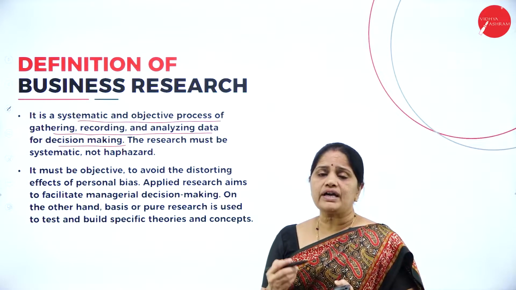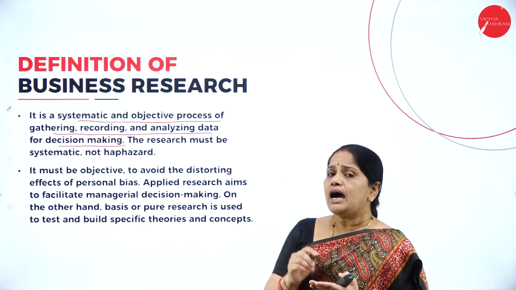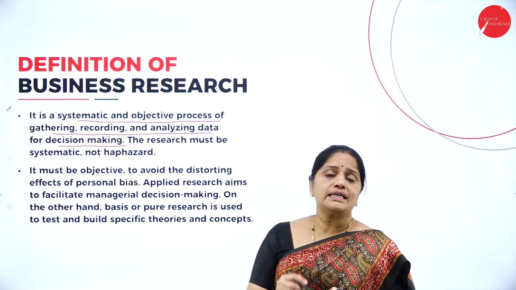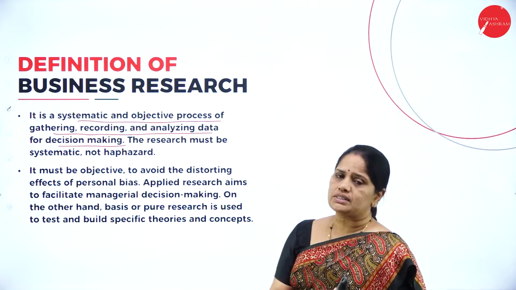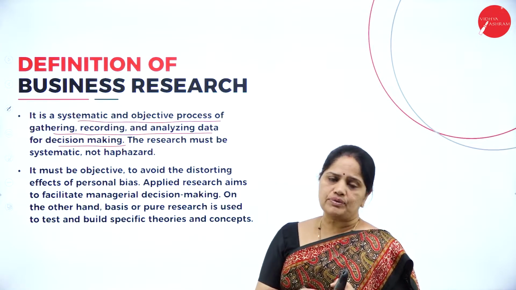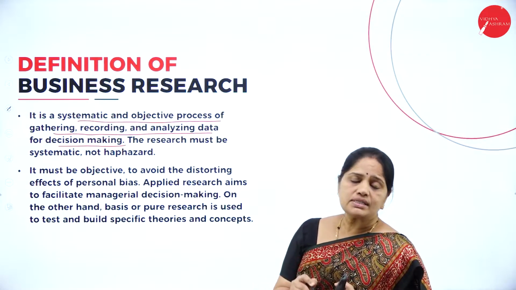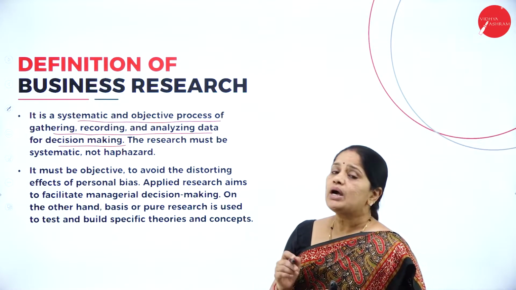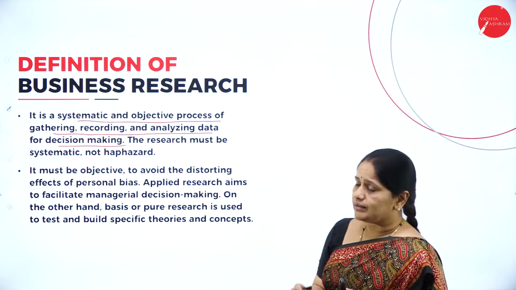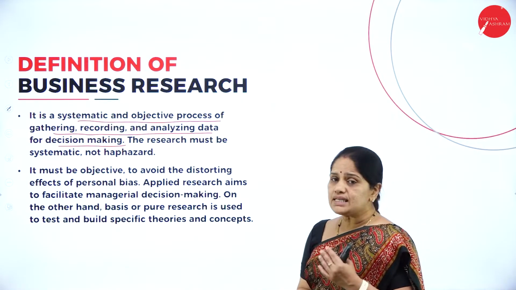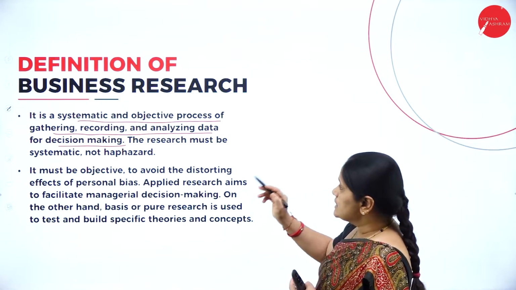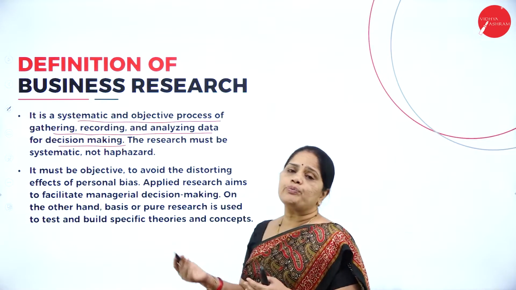First, you identify who the respondents are and how qualified the respondent is in answering your questions. So first, you have to make a list of respondents, what questions you have to ask, and what information you need to collect from them. Only then can you make a success out of business research. So it is a systematic and objective process.